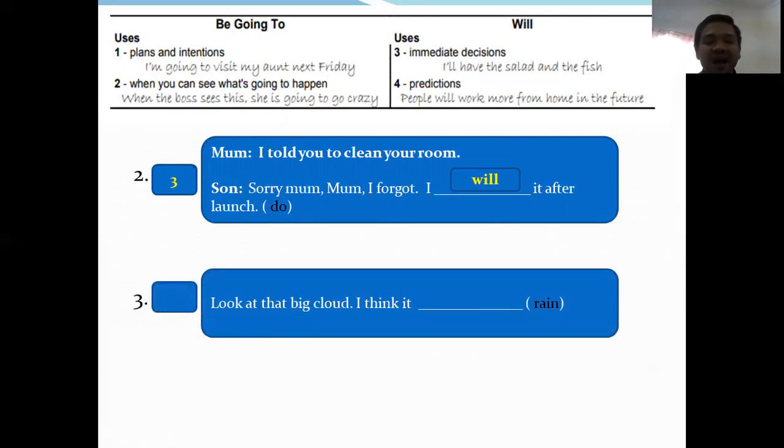Number 3. Look at that big cloud. I think it blank rain. Is it intention? Is it when you can see what's going to happen? Is it immediate decision or a prediction? Number the box, please. And the correct answer here is 2. Okay, when you can see what's going to happen. Look at that big cloud. I think it will, or it is going to rain. Okay, it is going to rain because you are seeing the cloud. Maybe it's dark, and then you know what is going to happen next.